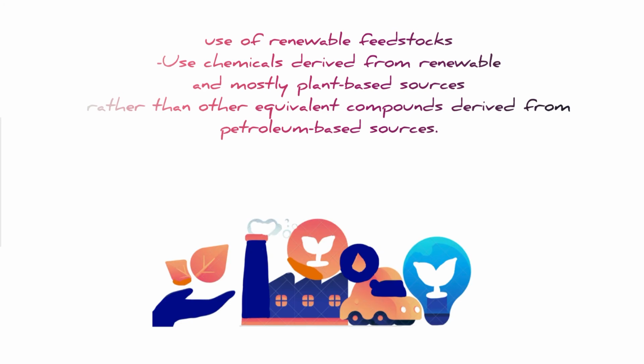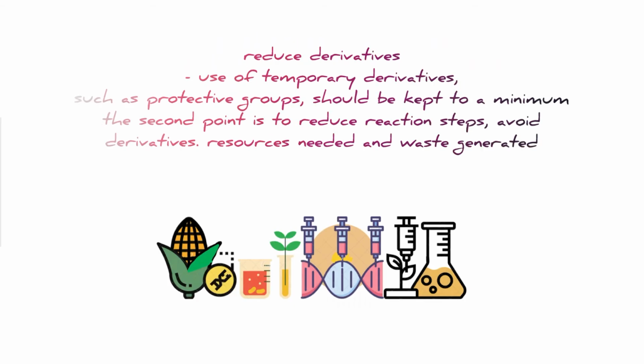The 7th principle: use of renewable feedstocks. The main point to focus on is to use chemicals derived from renewable and mostly plant-based sources rather than equivalent compounds derived from petroleum-based sources. The 8th principle: reduce derivatives. The first focus of this principle is that the use of temporary derivatives, such as protective groups, should be kept to a minimum. The second point is to reduce reaction steps, avoid derivatives, and reduce resources needed and waste generated.